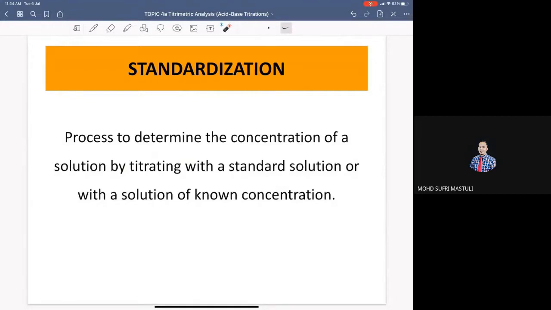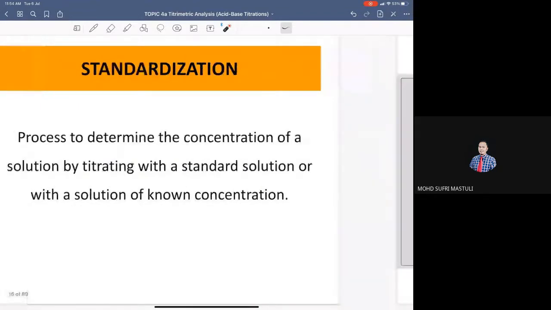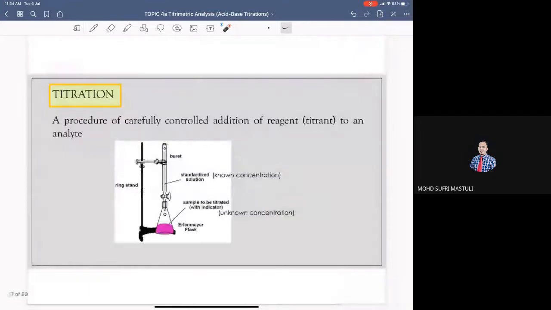So you should understand the meaning of standardization: determine the concentration by titrating with a standard solution, or a solution with known concentration. I repeat it many times so hopefully you can remember what standardization means. Standardization can be used for titration, so before performing the titration, we will do this standardization.